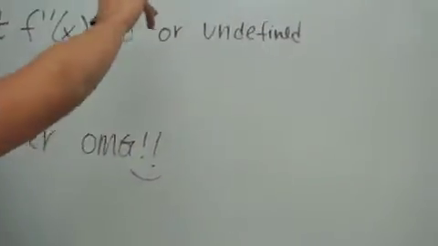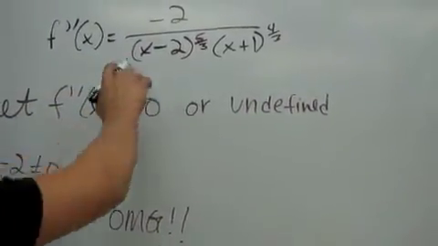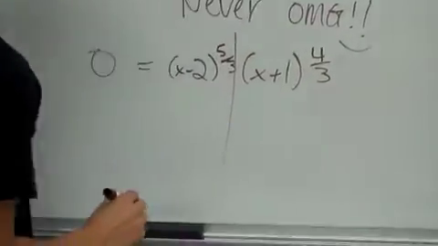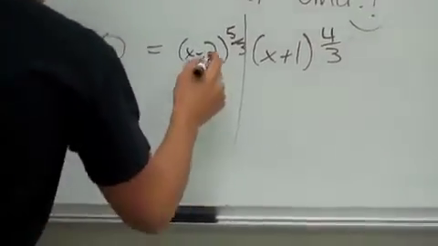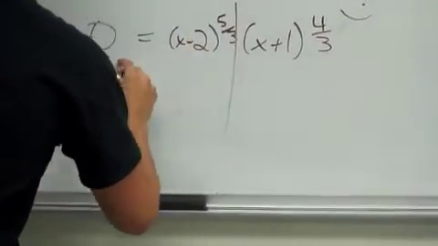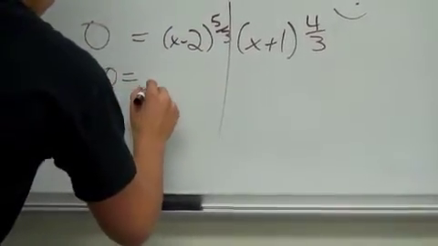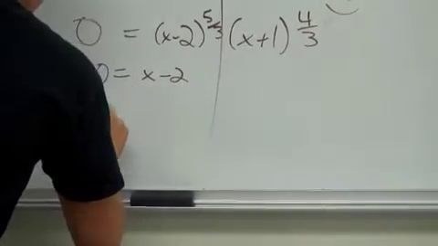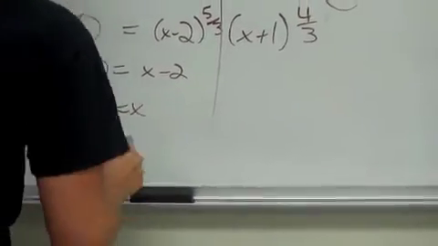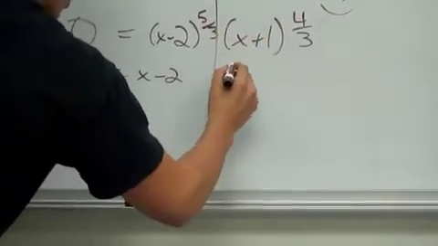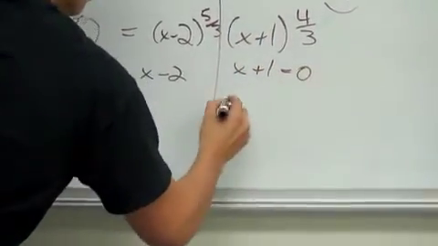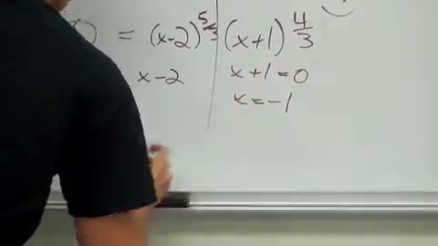And to set it undefined, you have to set the denominator equal to 0. Split that in half, and we're going to get, throw that over, it's irrelevant, so it's going to be 0 equals x minus 2. Add 2, 2 equals x. And same thing, you throw it over, x plus 1 equals 0, x equals -1.